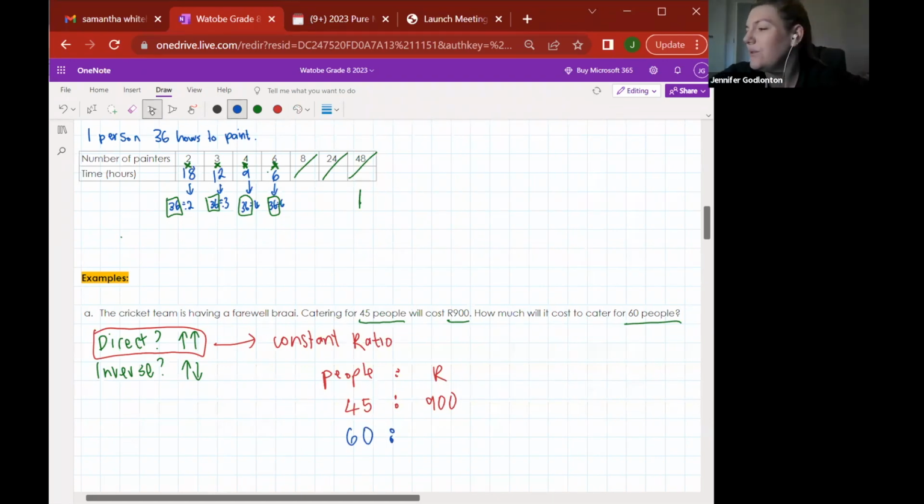Who can solve that for me? You can solve it any way you like, whichever way Teacher Sam has taught you, or whichever way your teachers at school have taught you. I would like to know how much that is going to cost if I have 60 people. And I'll show you a bunch of different ways that you can do this. I'm going to move this down so I can show you two different ways.